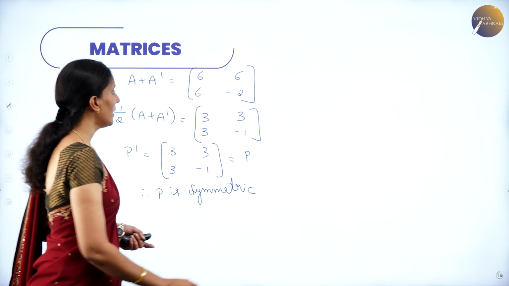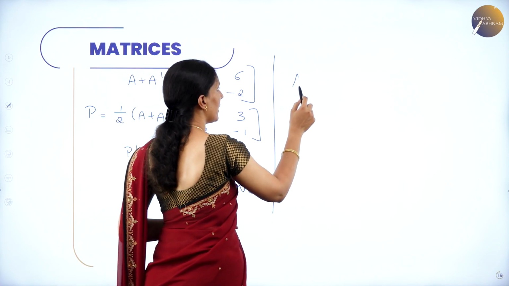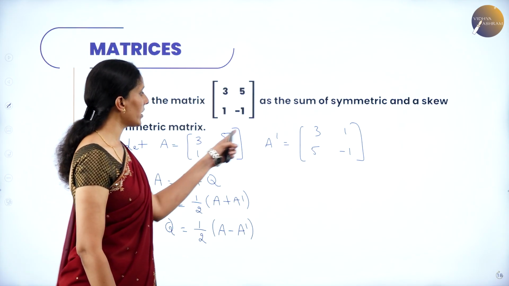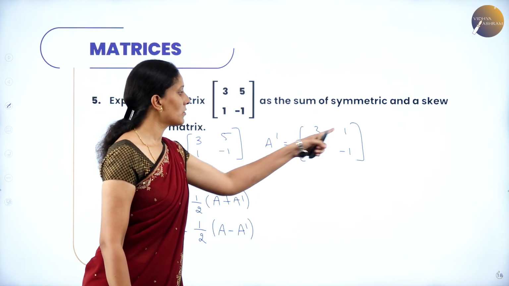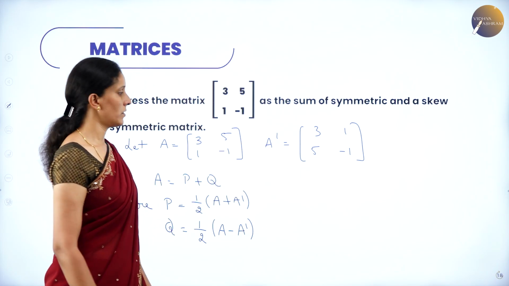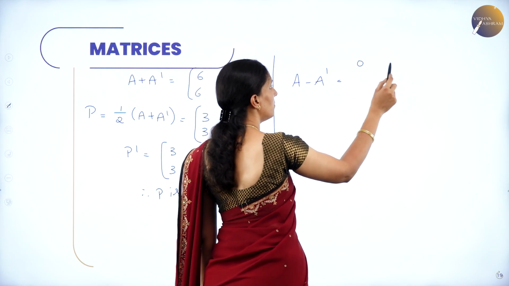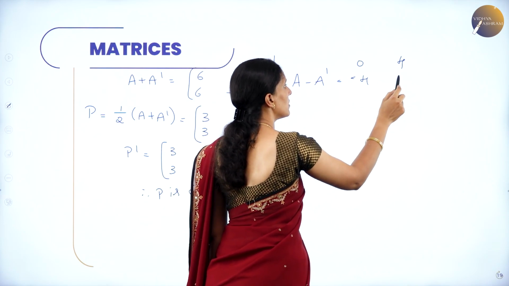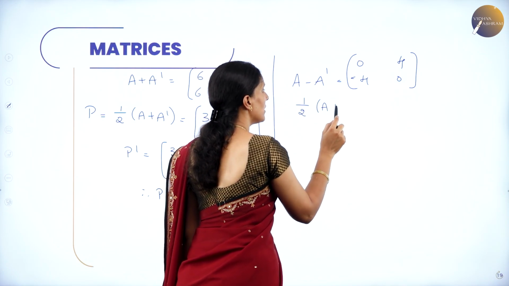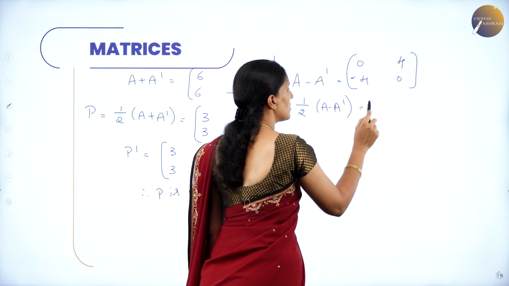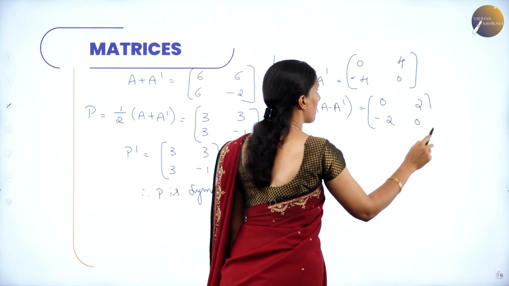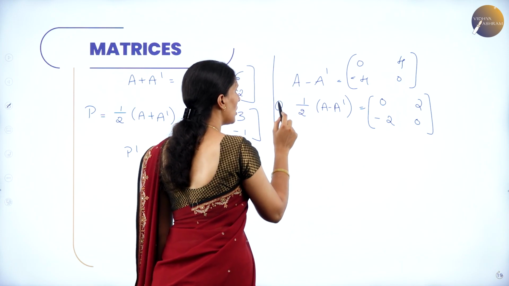And similarly, let me take here A minus A dash. So A minus A dash means here 3 minus 3, 0, 5 minus 1, 4, 1 minus 5, minus 4, minus 1 minus of minus 1 becomes 0. So it is 0, 4, minus 4, 0. Let me take half of A minus A dash. So this is 0, 2, minus 2, 0. So this is actually Q.